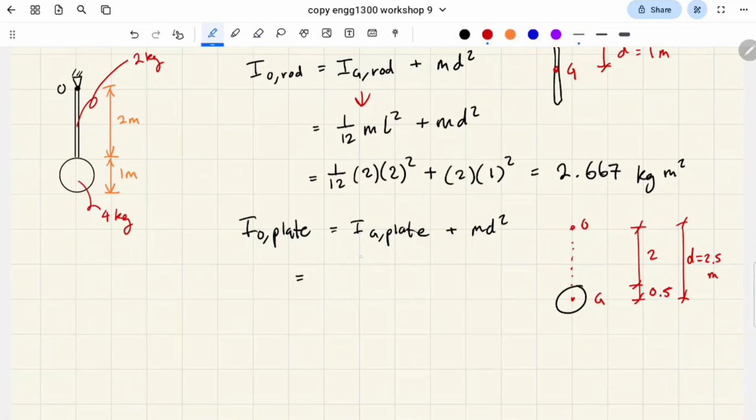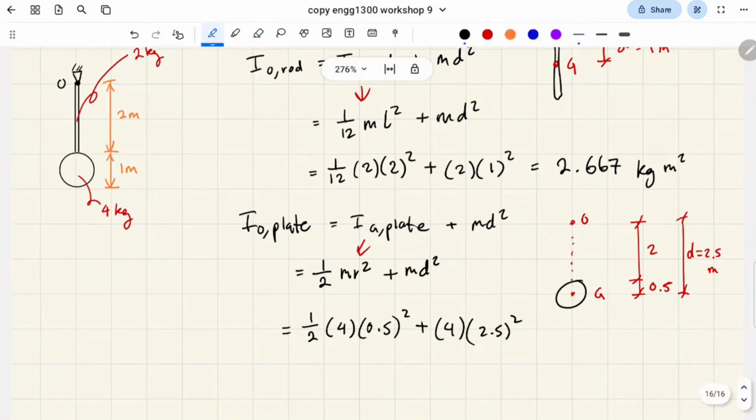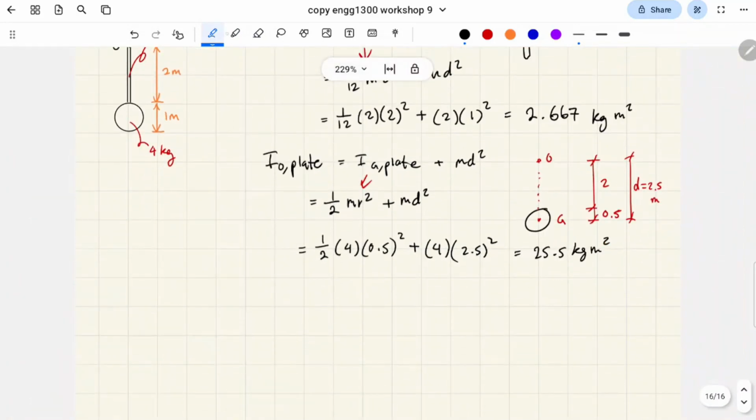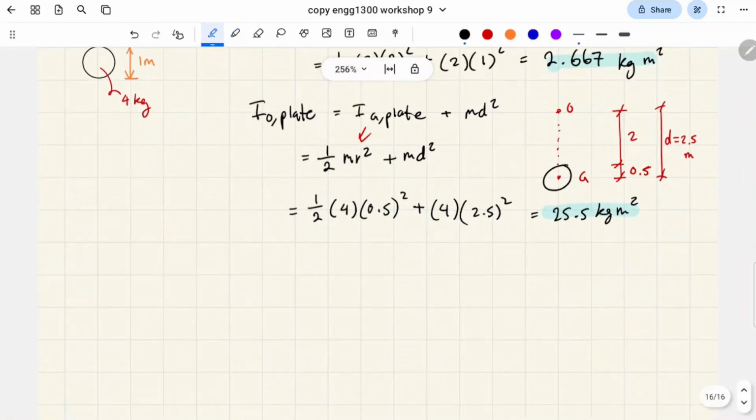We look at that table and we get the IG for a disk cylinder. That was 4 kilos. The radius, 0.5. D was what I calculated before. That gives us 25.5. Yep. All good so far.